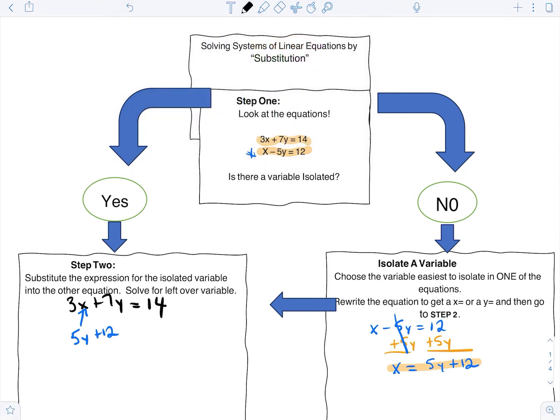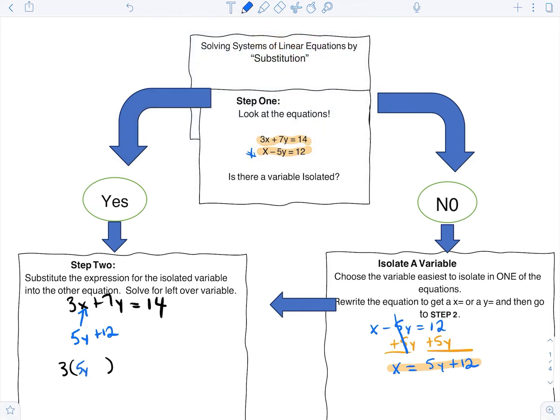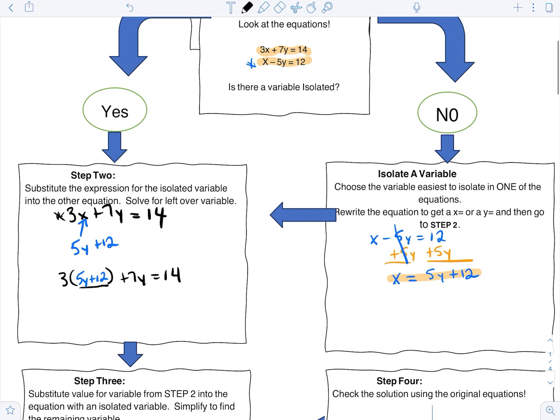All right, so when we write this new equation, it'll be 3 times 5y plus 12 plus 7y equals 14. All we did was we wrote this equation, except for x, we substituted 5y plus 12. All right, it says solve for the remaining variable, which is y in this situation.